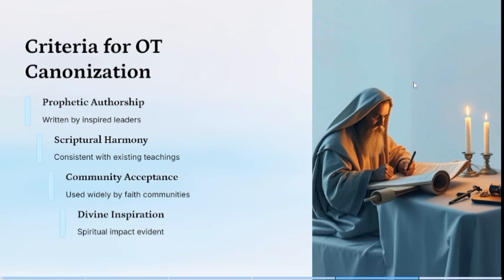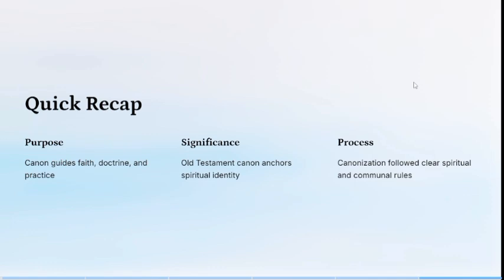So let's have a quick recap on what we just discussed. We talked about the purpose, significance, and process of the canonization. The purpose of this canonization is to guide faith, doctrine, and practices, while the significance is to anchor spiritual identity. As for the process, there are several criteria that were used in considering these Old Testament books.